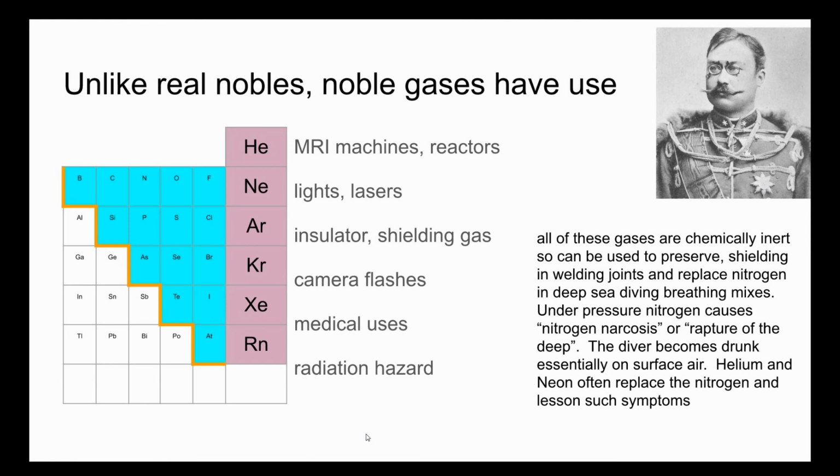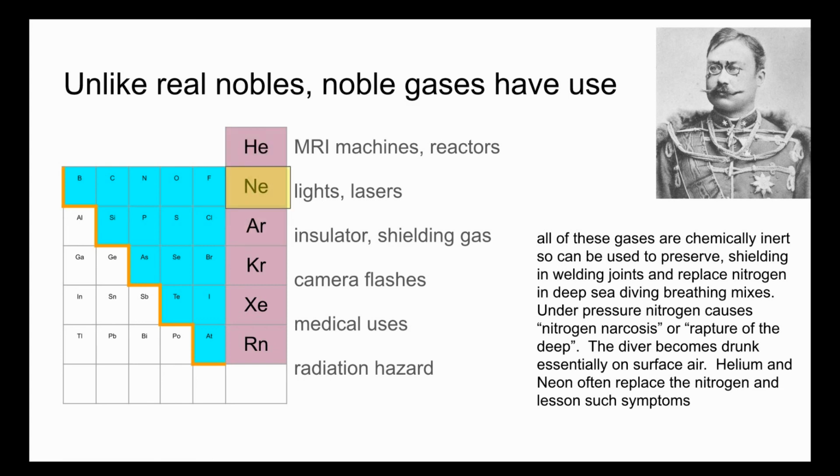Unlike real nobles, noble gases actually have uses. All of them can be used in lasers, as insulators, as shielding gases. They can be used in deep-sea breathing mixes. Some of them have a slightly more particular use. Helium is very important in our MRI machines and nuclear reactors. So much so that you are probably going to see the banning of helium balloons in your lifetime because we don't have enough to go around. The United States is running out of helium and they're the world's producer. And if we run out of helium because we're filling our birthday balloons, we can't run our MRI machines.